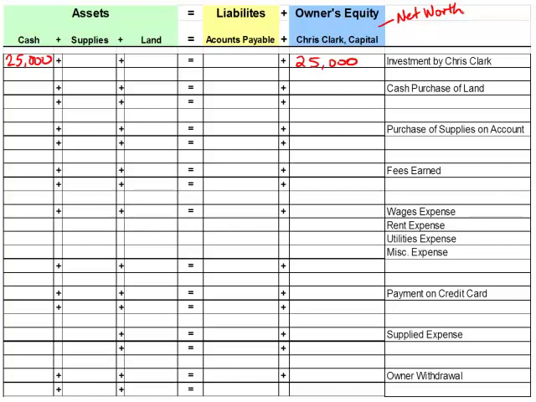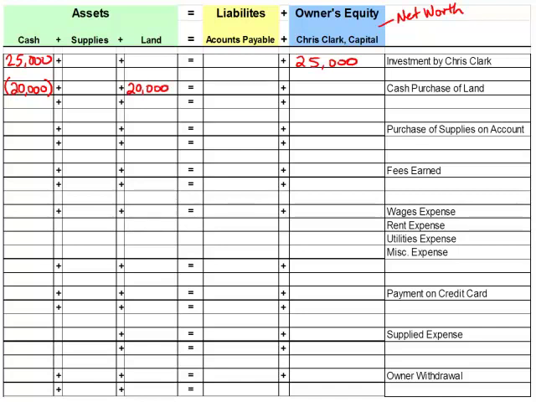But next thing he did, he purchased land. So November 5th, paid $20,000 for the purchase of land as a future building site. So what happened to cash? Went down by $20,000. So we're going to subtract $20,000 from cash. But then what happened to land? It went up by $20,000.